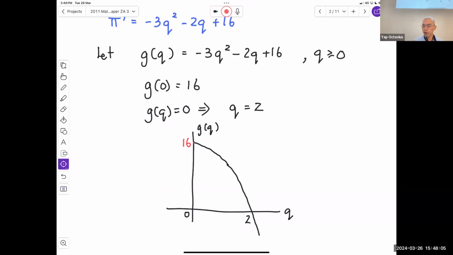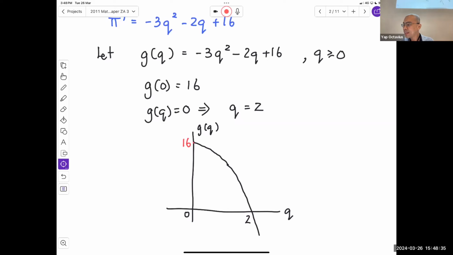Just don't confuse yourself. This part where it cuts the axis at 2, because this is the derivative. At 2, right, is a stationary point. The gradient is 0. That's why it cuts the axis. Okay? Right? Okay. So we are done. One question down. Okay?